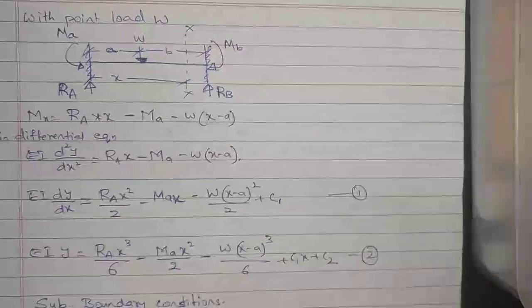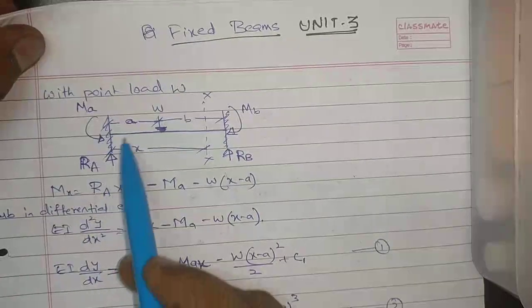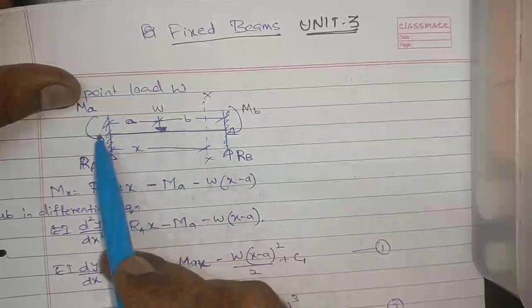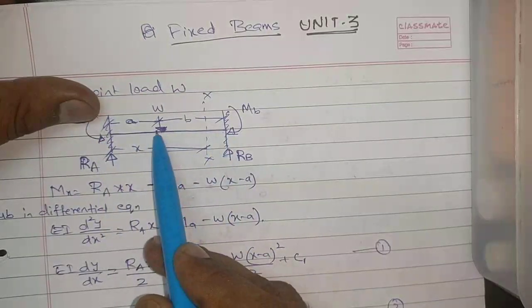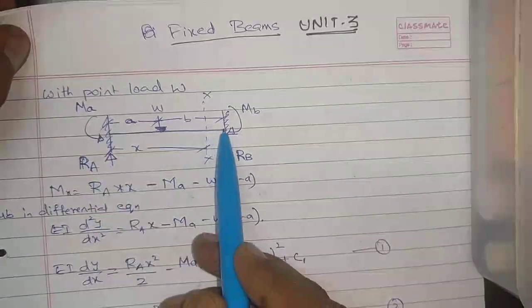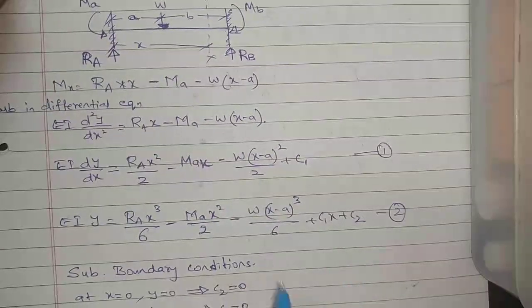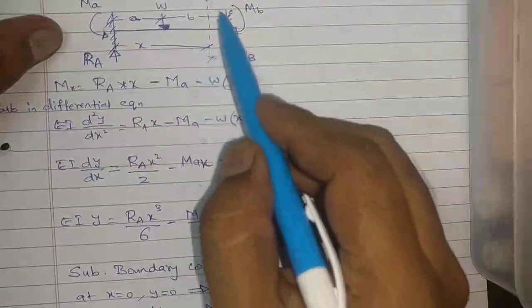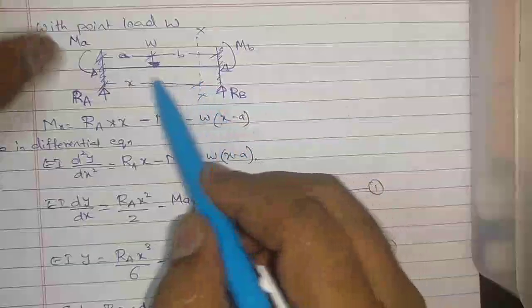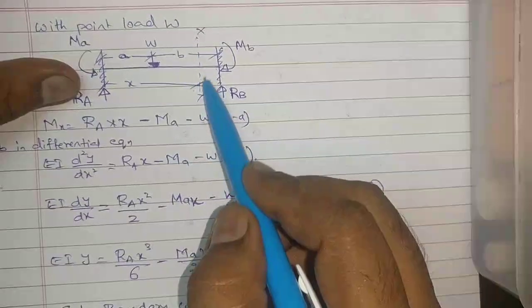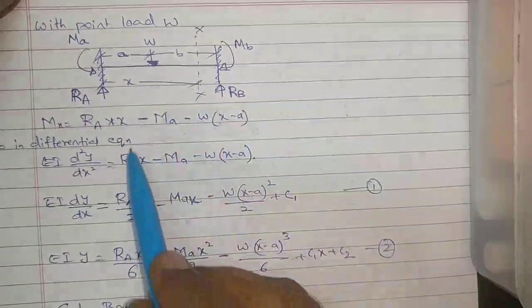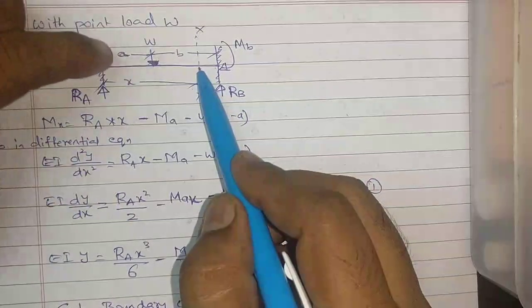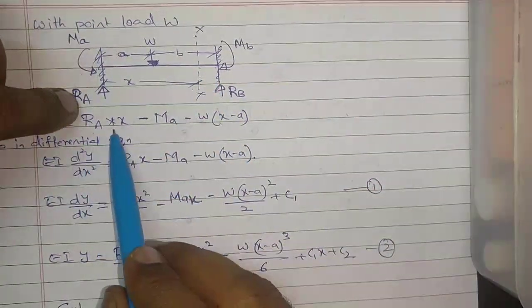Next problem what you are having is a fixed beam problem. See, we have done this one, fixed beams. Fixed beam for A also fixed, B also fixed with point load. What is MA, what is MB? Same procedure we have done, double integration method. For any point we have considered a cross section, we have found out the MX.